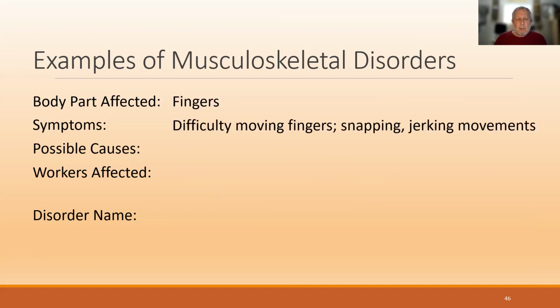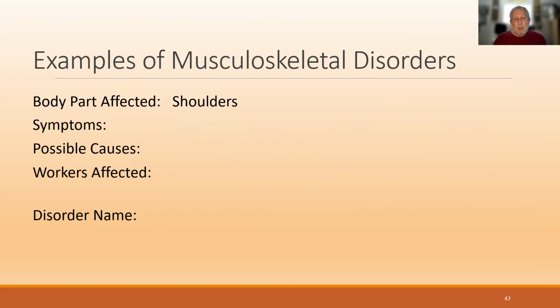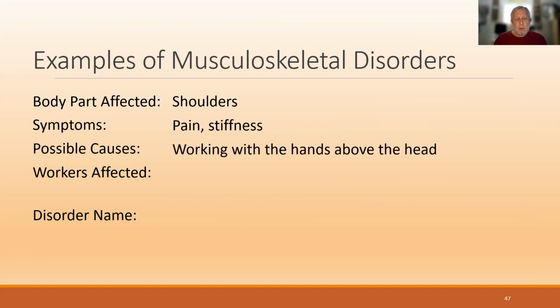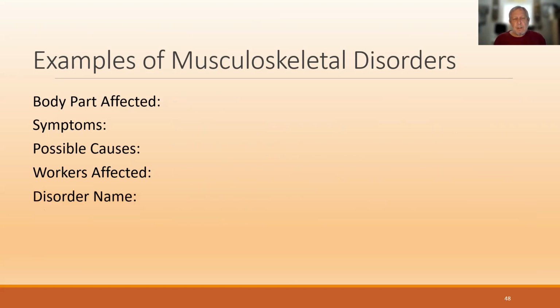Fingers: difficulty moving fingers, snapping, jerky movements. Those are the symptoms. Repeated use is the cause. Meat packers, poultry workers, carpenters, electronic assemblers. Trigger finger. Shoulders: pain or stiffness in the shoulders. Possible causes, working with the hands above the head. What is that called? Awkward posture. Power press operators, welders, painters, assembly line workers, and rotator cuff tendonitis is the disorder's name.